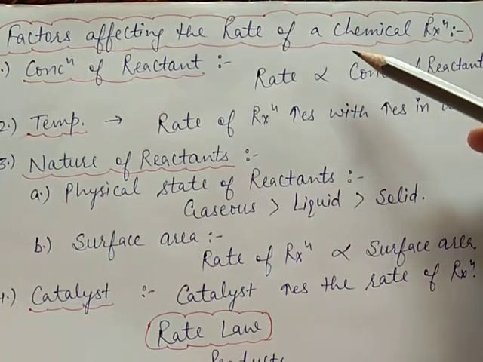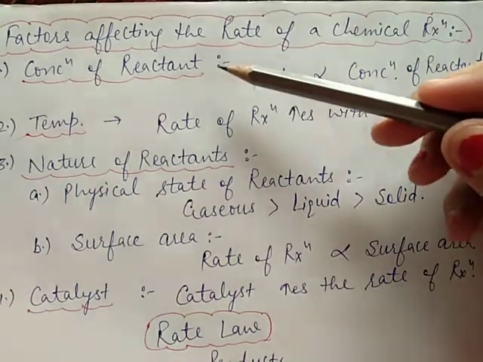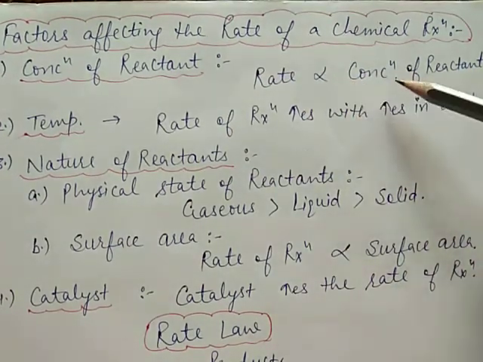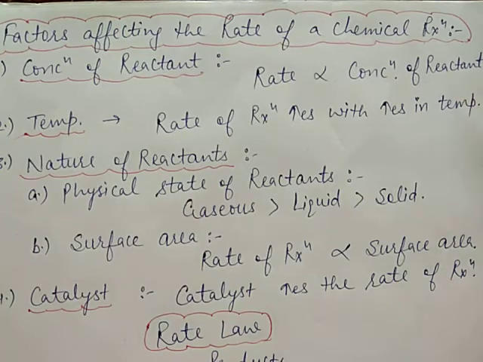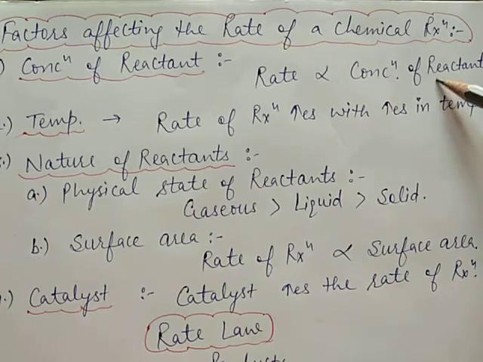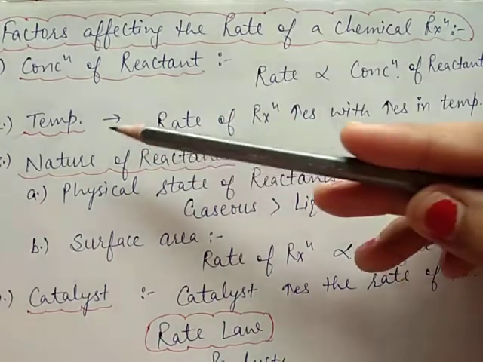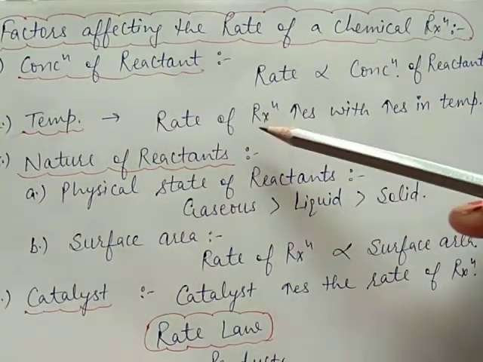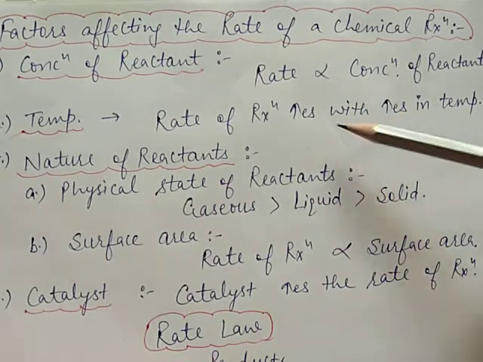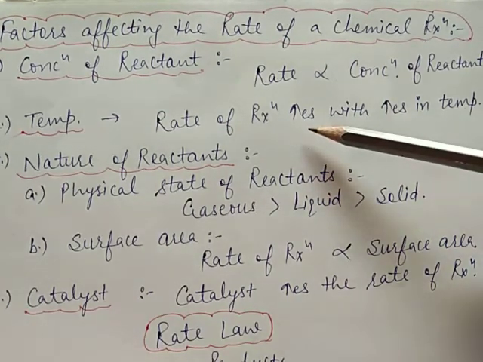Now the next topic is factors affecting the rate of chemical reaction. First factor is concentration of reactant. It means rate is directly proportional to concentration of reactant. If the concentration of reactants increases, then the rate also increases. Second is temperature. Rate of reaction increases with increase in temperature. It means with every 10 degrees Celsius, the rate becomes double.